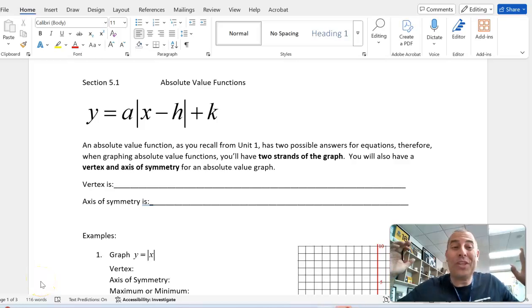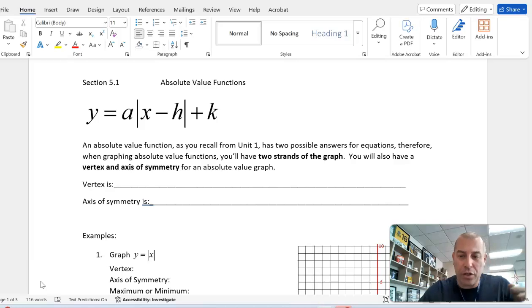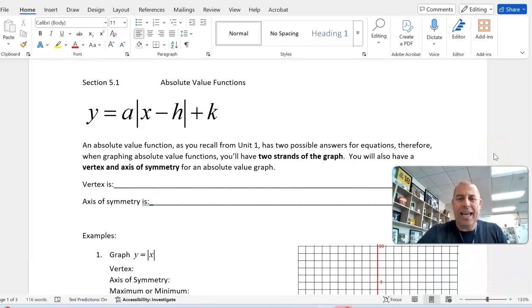Okay, so unit number 5, section 1 here, absolute value functions. What we're going to end up seeing here is just different equations. We started off with our lines. Everything was like graph a line, graph a line. And then we started getting into graphing the inequalities, which we're still using lines. But now we're getting into graphing what our absolute value functions look like.